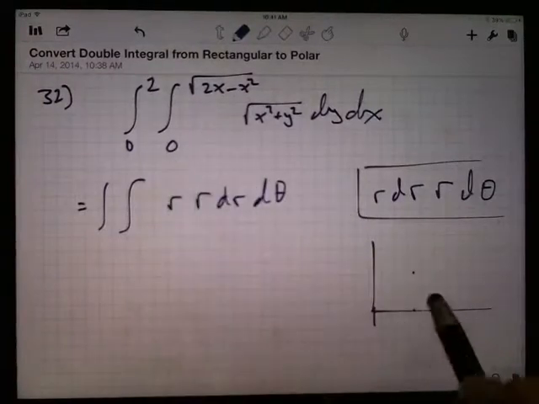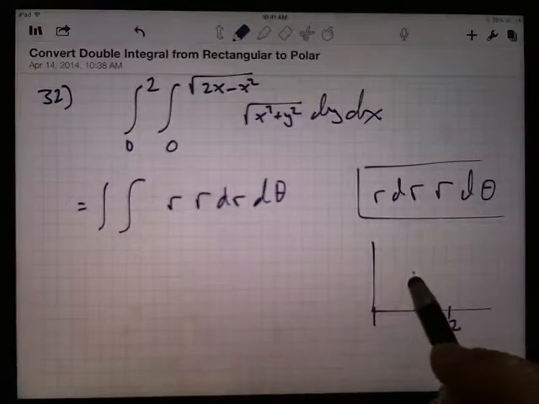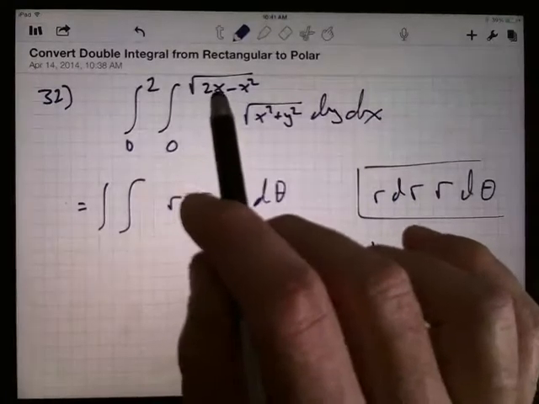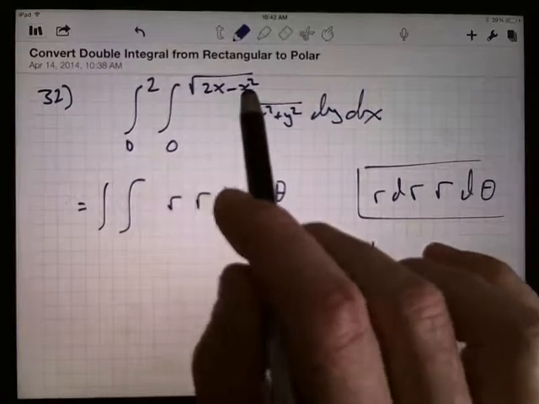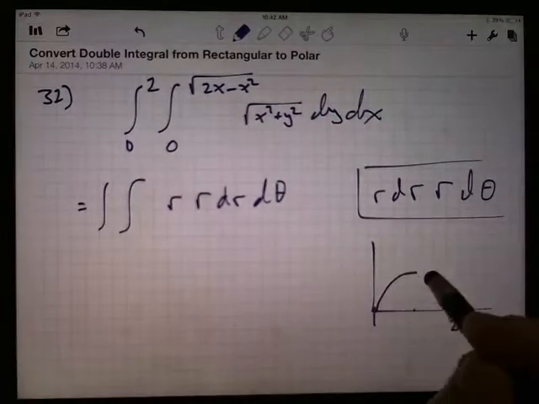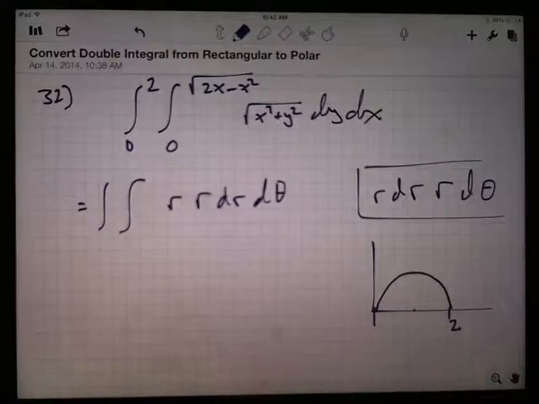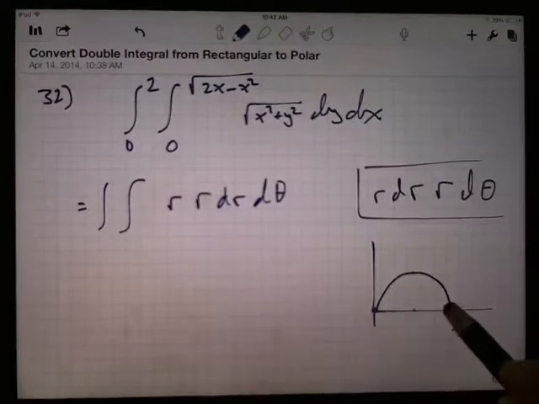A couple things I noticed. I'm just going to draw a quick sketch of this function. I noticed that if I plug a 0 in there, I get 0. And if I plug a 2 in, this is 4 minus 4. That this is like this. And then I'm like, wow, at least it's starting here and ending there.